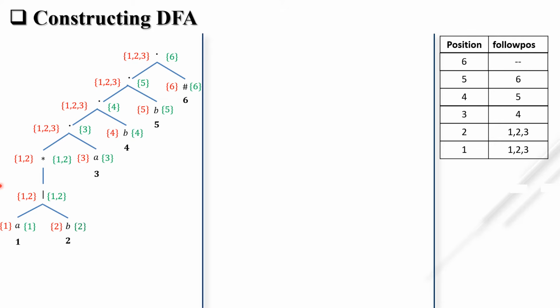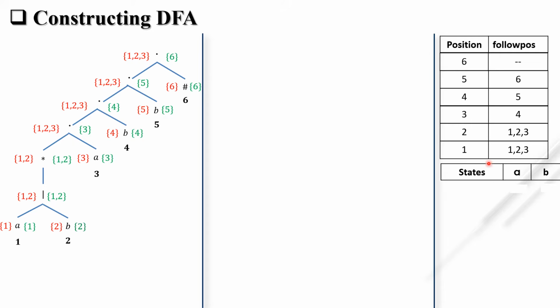First step, you have to draw the tree, then find the first position and last position, and after that we have to find the follow position of each of the positions, and then we proceed to find the DFA with the help of which function? That transition function. Here also we are going to use the transition function as we use in the subset construction method.